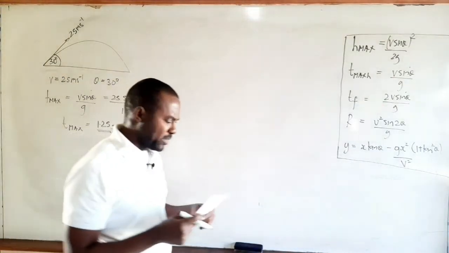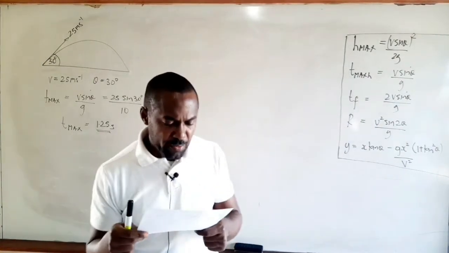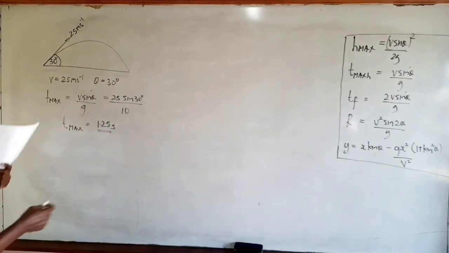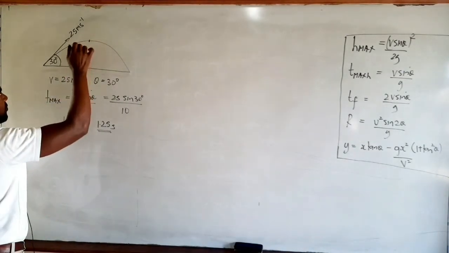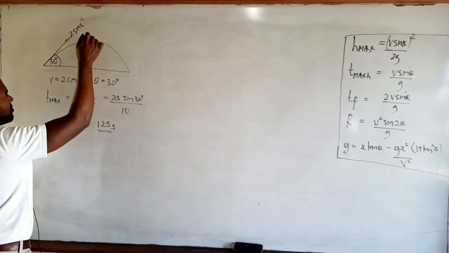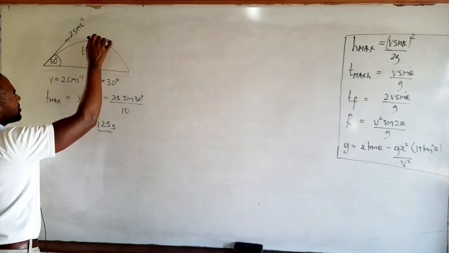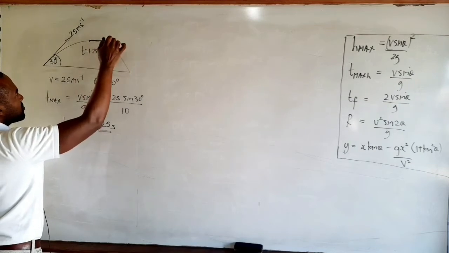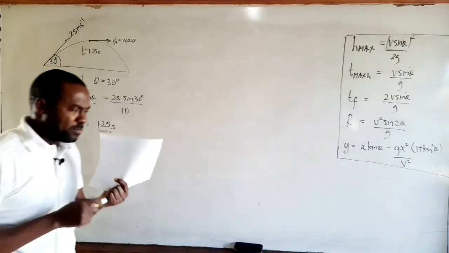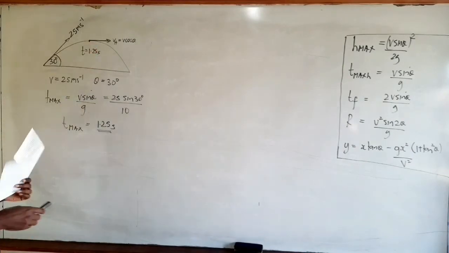Now, the next part of the question wants us to find the magnitude and direction of its velocity after 2 seconds. Let's analyze the situation. It takes a time of 1.25 seconds to reach maximum height. That means that after 1.25 seconds, the body will only be traveling horizontally, as the vertical component of its velocity will be 0, and the horizontal velocity will be V cos theta. So at its maximum height it is only moving horizontally, and the vertical velocity, Vy, is equal to 0.